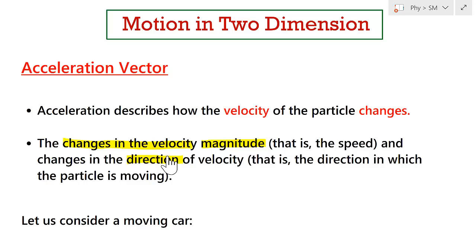Now three possibilities are there. The magnitude of velocity can change, or the direction of velocity can change, or magnitude as well as direction both can change. So in all these situations we will say that the body is accelerating. If the speed increases, generally we call this an accelerating object, and if the speed decreases with time, we call this a decelerating object. So in short we can say acceleration describes how the velocity of the particle changes with time.